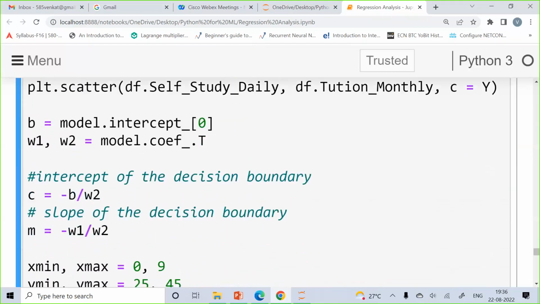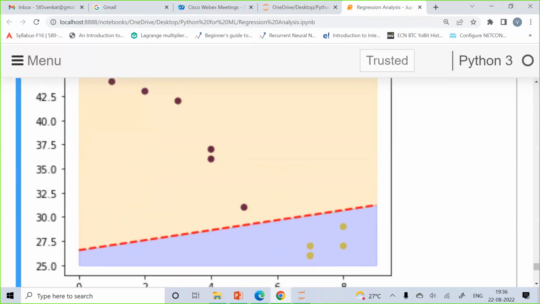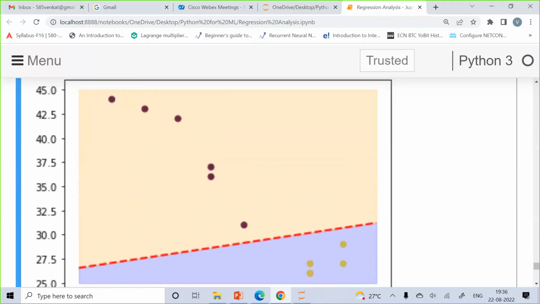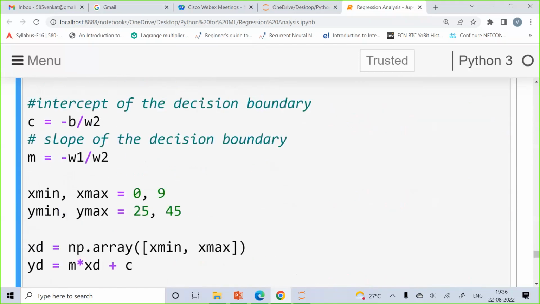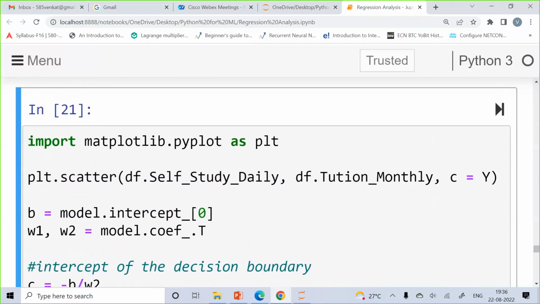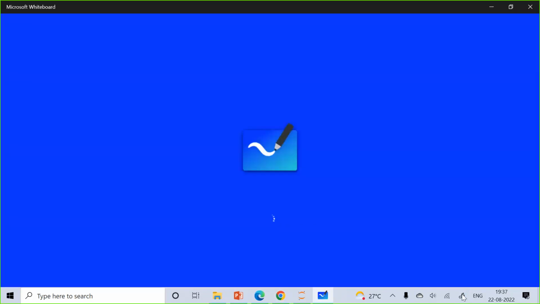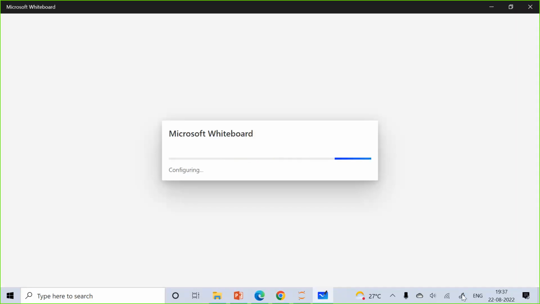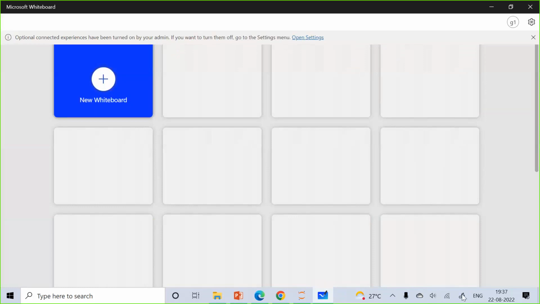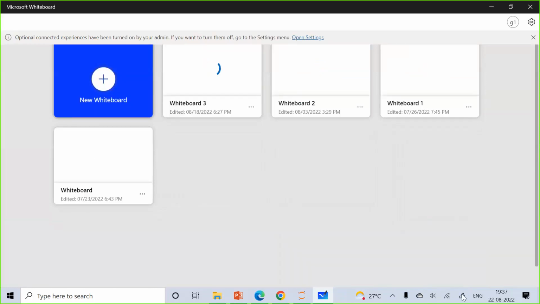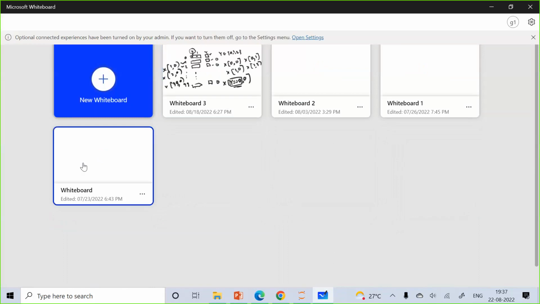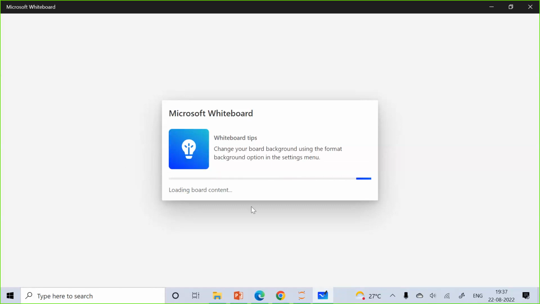So this is the line equation that you're getting that separates the positive instances from the negative instances. If you directly go through the code, you may not understand anything. Let me give some background of it. Now you have got the points in 2 dimensions. One dimension is self-study daily. The other dimension is the tuition monthly, right? It means the X coordinate is feature 1 and the Y coordinate is feature 2. Am I right? Yes, sir.